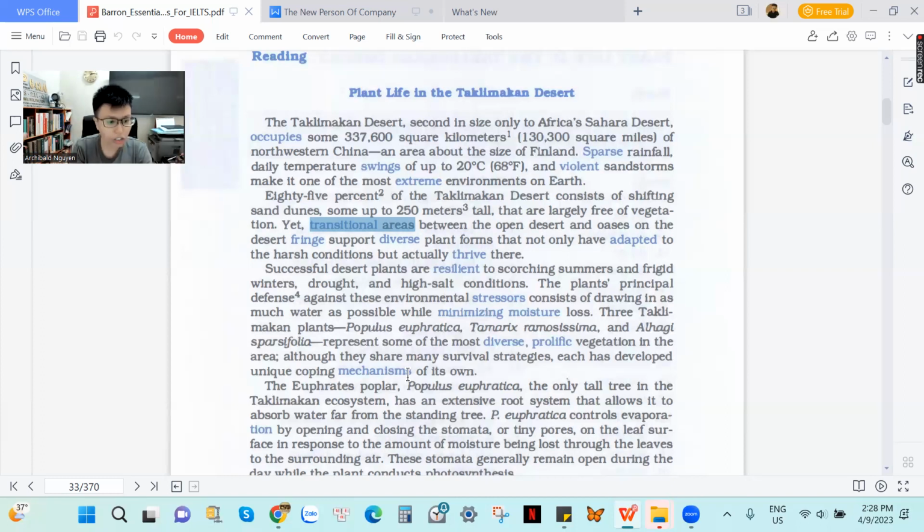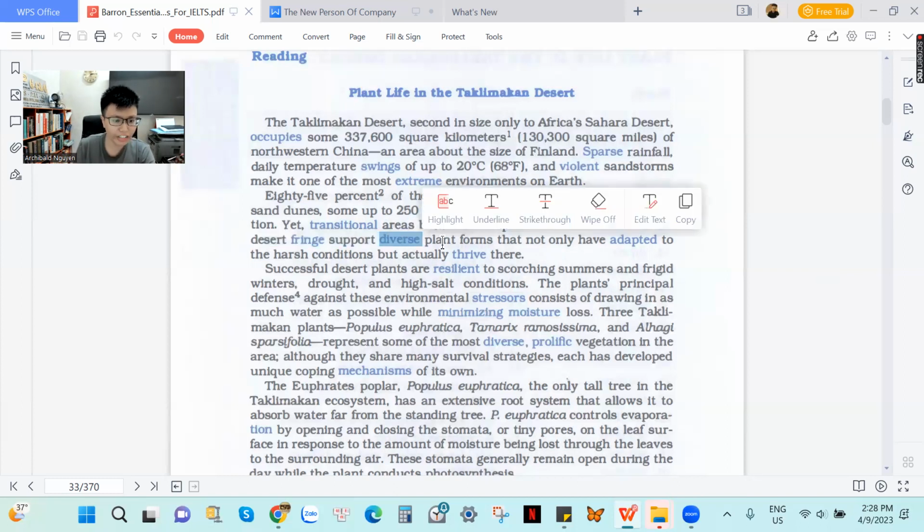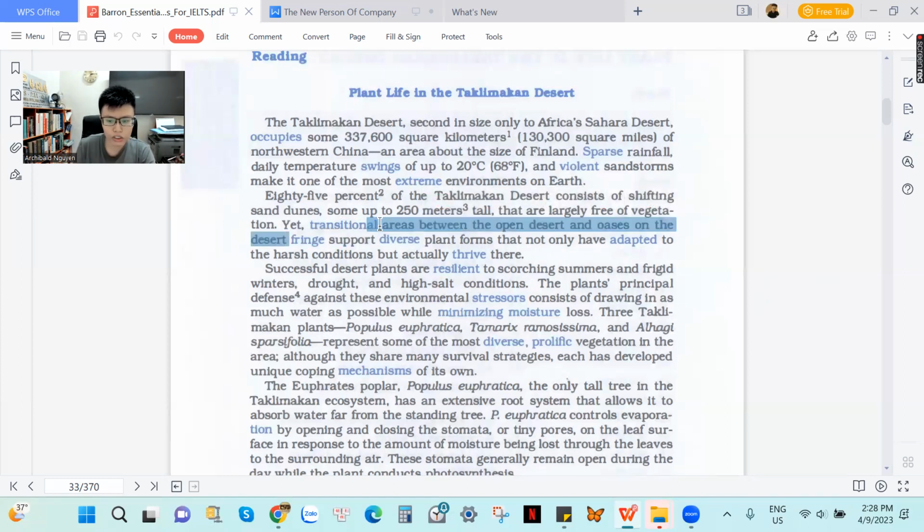That is transitional areas, moving areas, making all other places become such a thing. Transitional areas support, assist, help diverse plant forms. Diversity means many kinds of plant form, many groups of plant form, plentiful, various. Yet transitional areas between the open desert and oasis on the desert fringe support diverse plant forms.